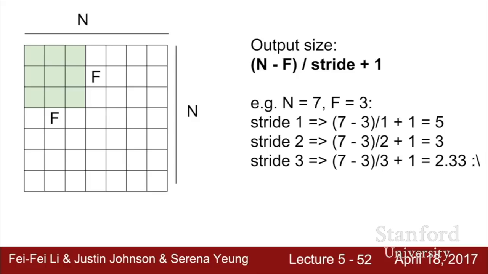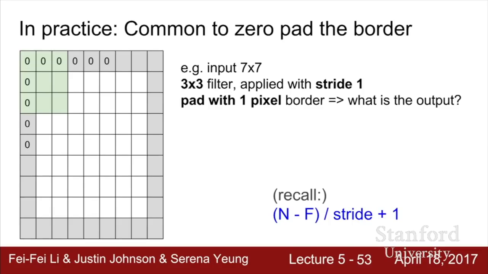And so that's how this equation works out. As we saw before, if we have n equals 7 and f equals 3, and we want a stride of 1, we plug it into this formula. We get 5 by 5 as we had before, and the same thing for a stride of 2. And with a stride of 3, this doesn't really work out. And so in practice, it's actually common to zero pad the borders in order to make the size work out to what we want it to.